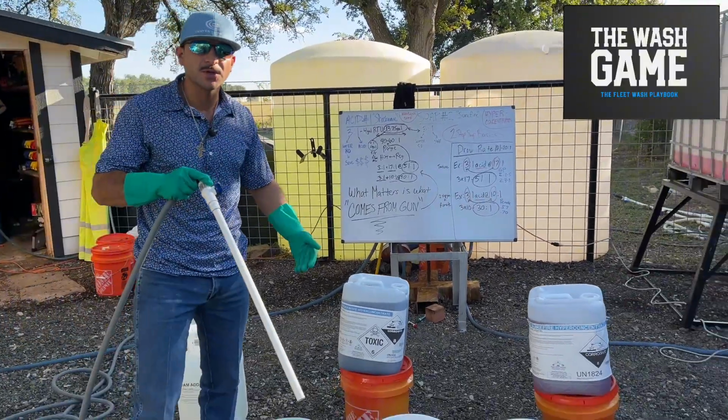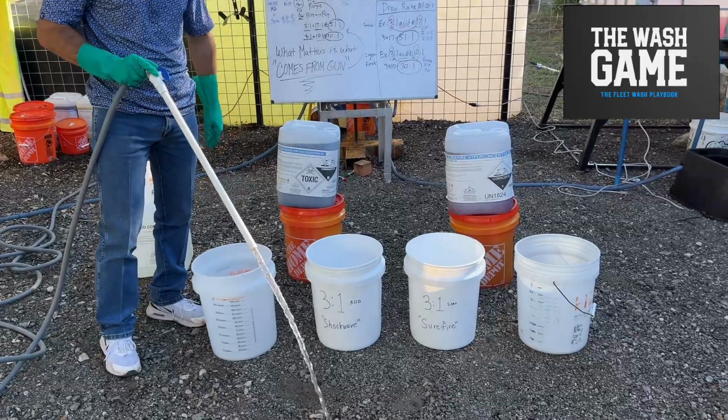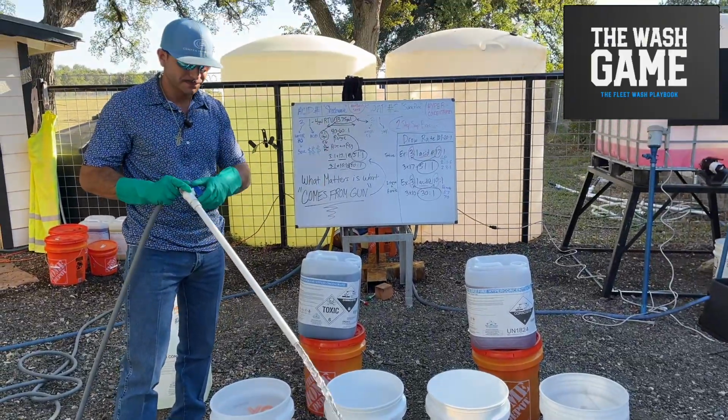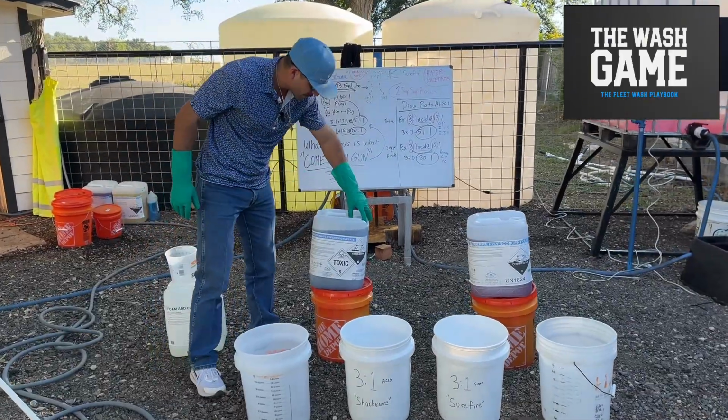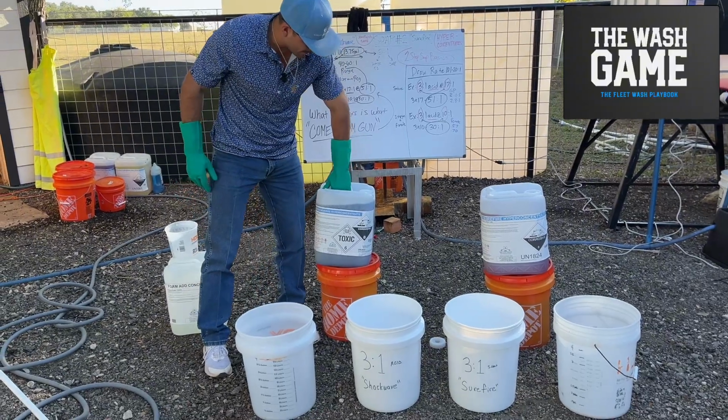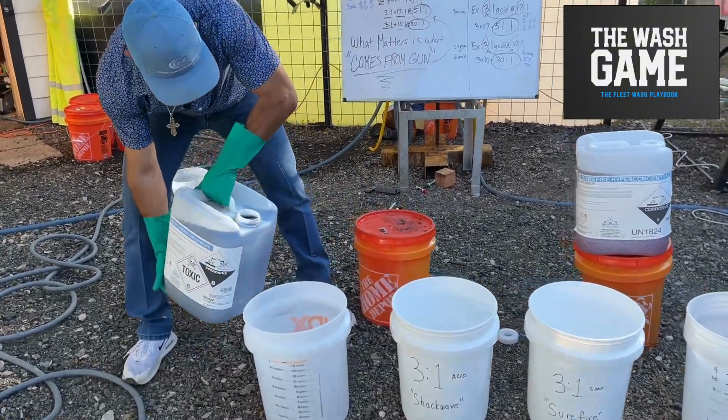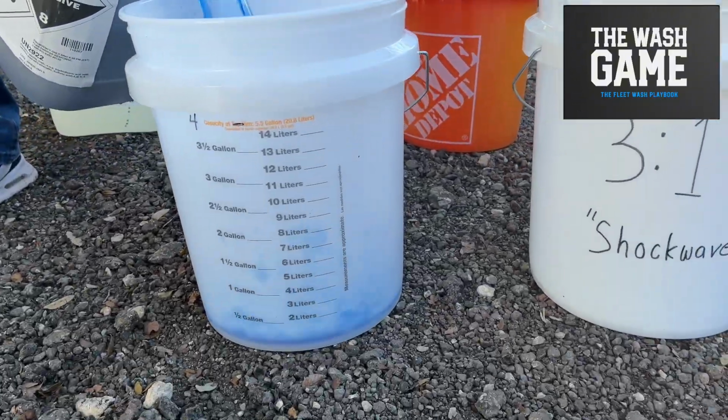So when we need to mix chemicals on demand, all we have to do is turn the ball valve and we're mixing RO water. All right, so let's get to mixing the acid. Go and pop this lid off. I'm going to pick it up, and we're going to hit that 1 gallon mark.